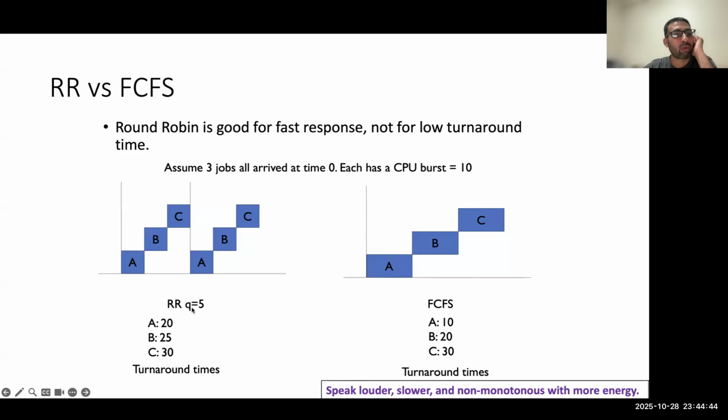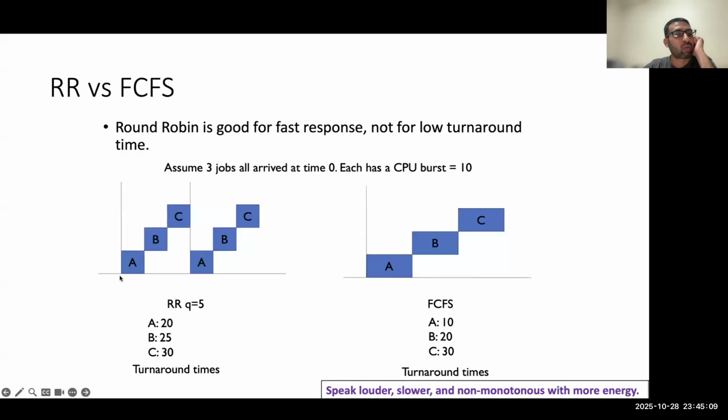Now, if you use round robin, how will it look? If all of them arrive at the same time, you will first allow A to run for 10 time units. So A, B, C, right? And then, because each of them takes 10, each of them will take one more turn, A, B, and C, and then you are done.